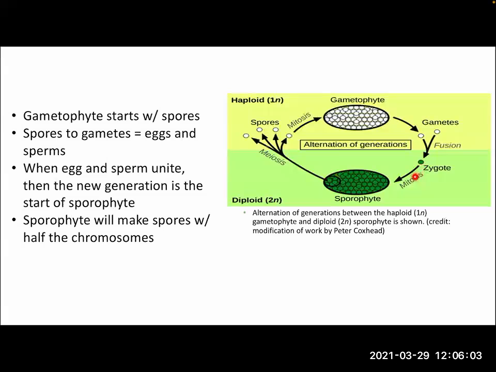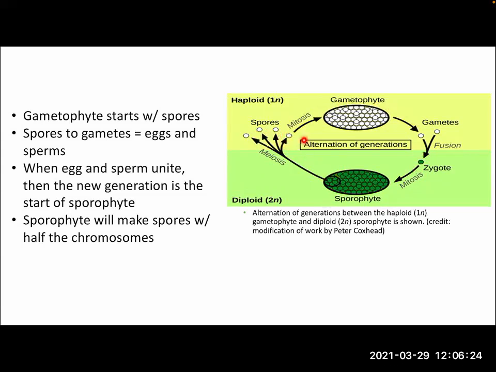And then that zygote will grow through the process of mitosis into the sporophyte. The sporophyte is a part of the plant that has two copies of the chromosome. And then the sporophyte will undergo meiosis to reduce the number of copies back to one, and will generate spores that are haploid.